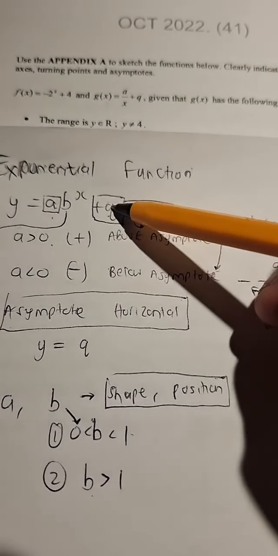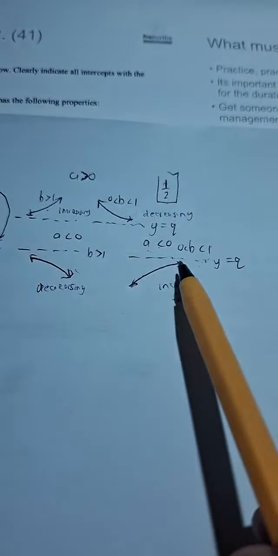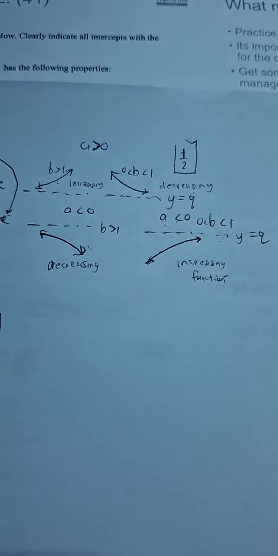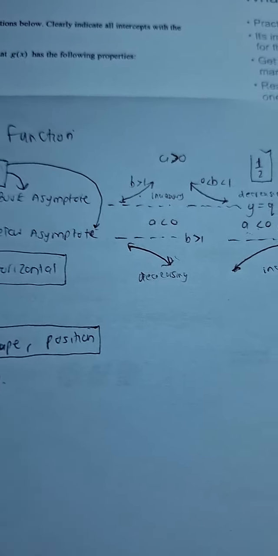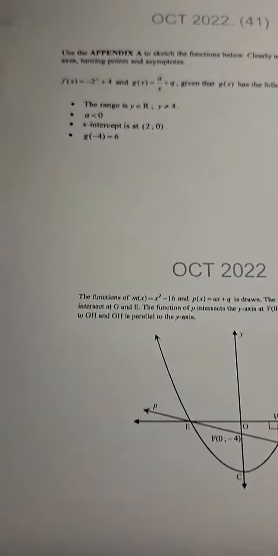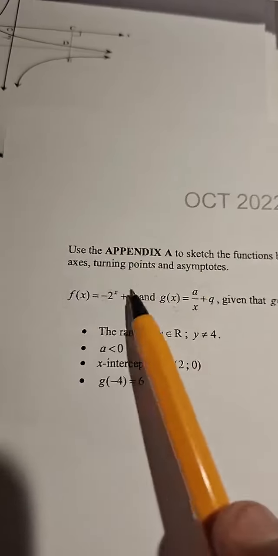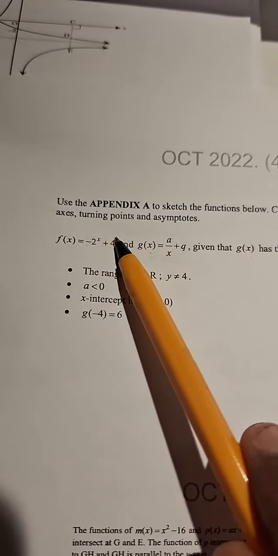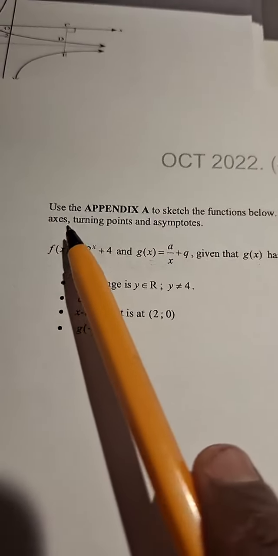And as I said, this q value will tell us what the value of the horizontal asymptote actually is, okay? So I hope that makes sense. Now I want to come to this question, because I want to look at this. We'll look at this later. Look at this one.